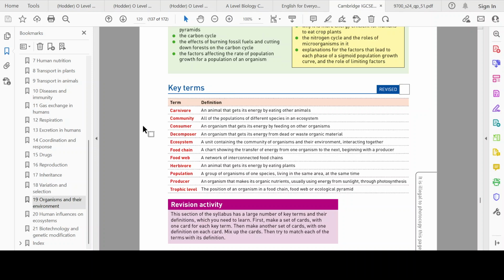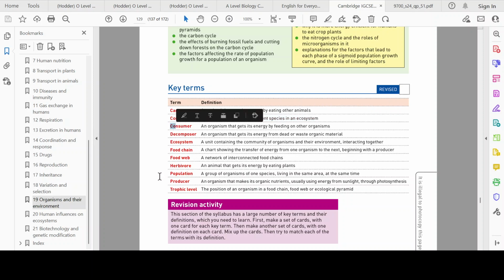So this is chapter 19 IGCSE as well. It's split into two. It's split into chapter 19 and 20 in IGCSE. The first part is organisms and their environment. And because this is a revision guide, they're starting off with all the key terms. So what you need to know. So what's a carnivore? A carnivore is an animal that gets its energy by eating other animals. A community are all of the populations of different species in an ecosystem.